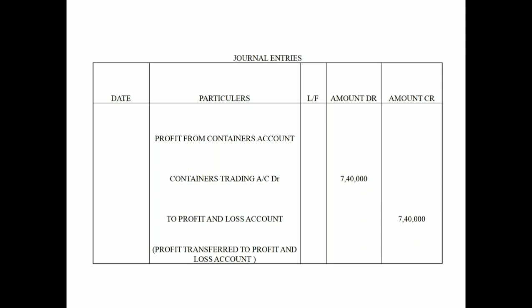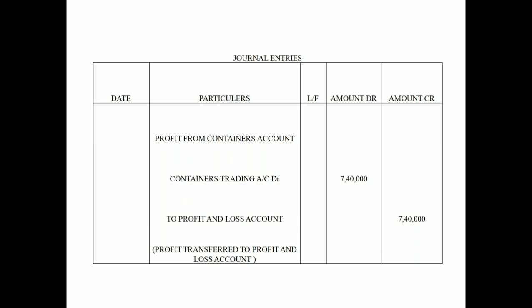Then the last journal entry is the profit from containers account. What will be the profit that you are getting from the containers account? It is on the debit side of your profit and loss account. Looking at the containers trading account, you can see profit transferred to profit and loss account, that is 7,40,000. This is the balancing figure of the containers trading account. So containers trading account to profit and loss account, profit transferred, a debit side balance of 7,40,000.